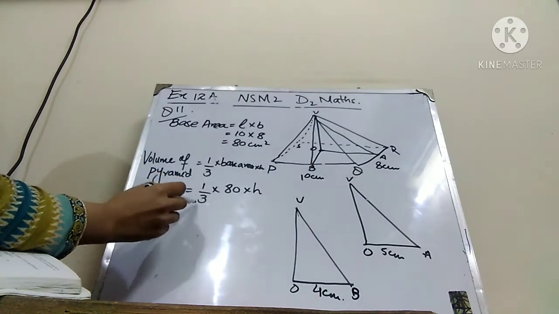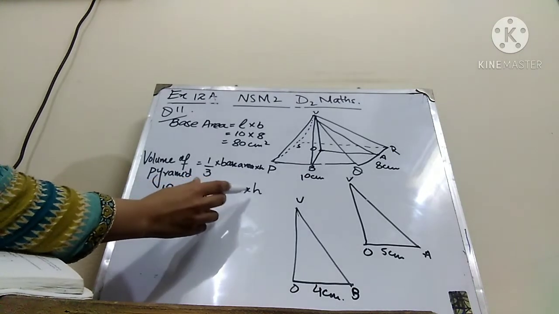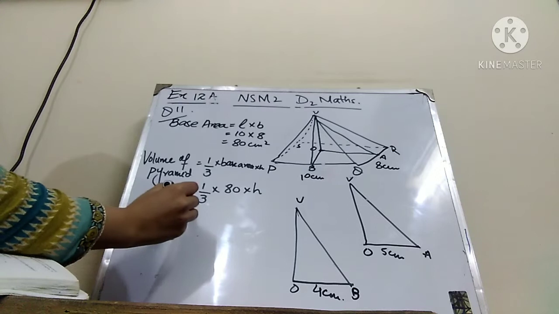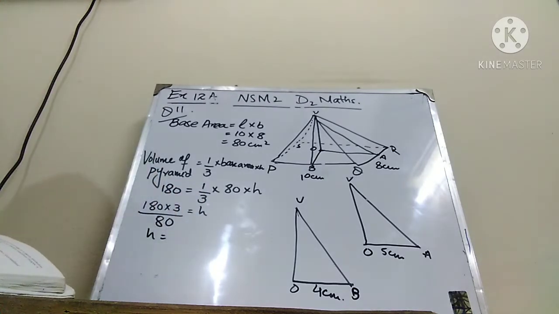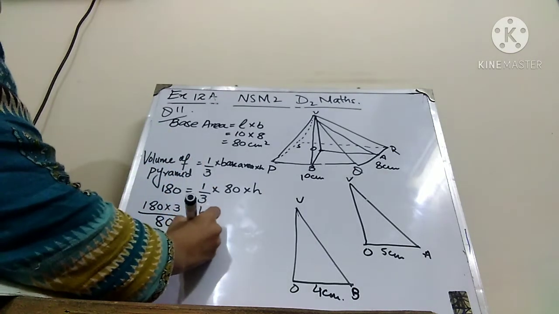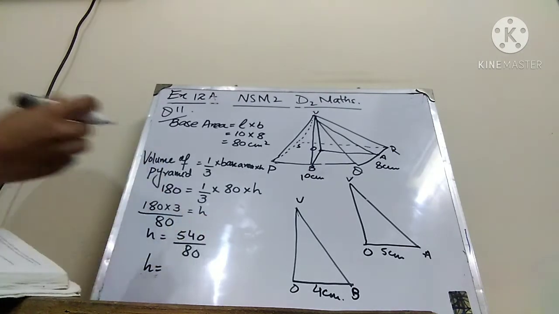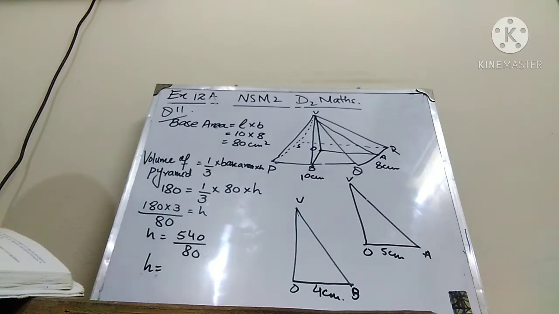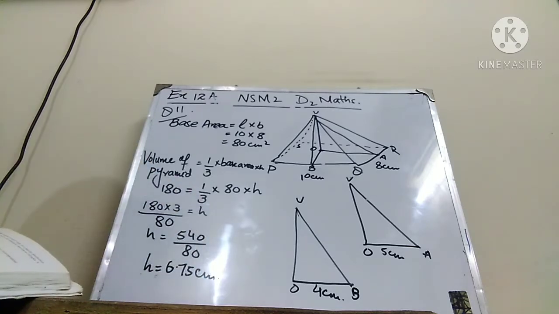3 is dividing over here. When it will come to this side, it will multiply with 80, and here it is multiplying with h. When it will come to this side, it will divide. So now I will solve it. Height will be equal to 180 multiplied by 3, 540. And when you will divide 540 with 80, you will get its height. So the height is 6.75 centimeter.